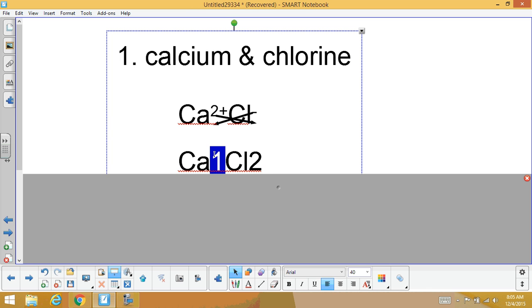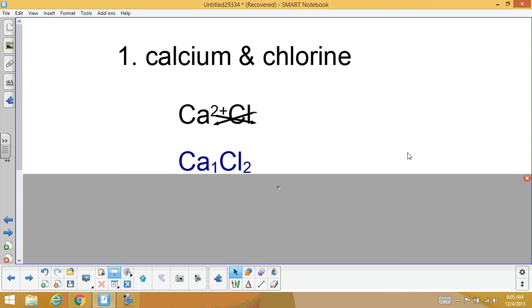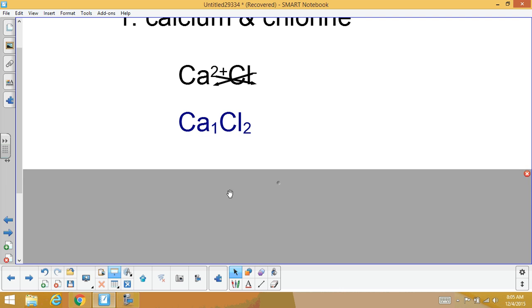So the final formula for combining calcium and chlorine is CaCl2. So if we're talking about calcium and chlorine coming together, we'll refer to it as CaCl2 or Ca1Cl2. So that's problem number 1 for bell work. Let's migrate down to number 2.